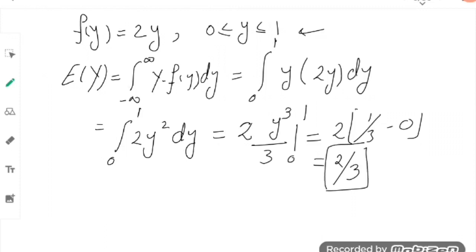To find the variance of y, we need first to find the expected value of y to the power 2. The expected value of y to the power 2 will be, by definition, the integral from negative infinity to infinity of y squared times f of y dy.